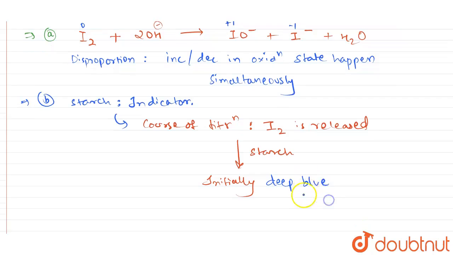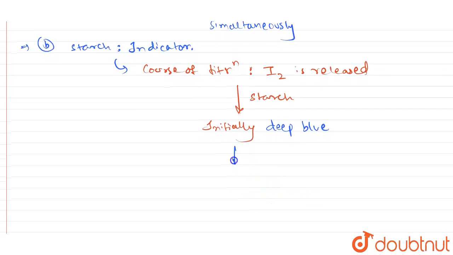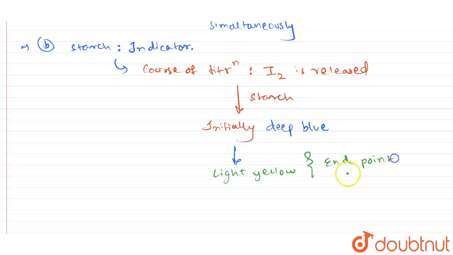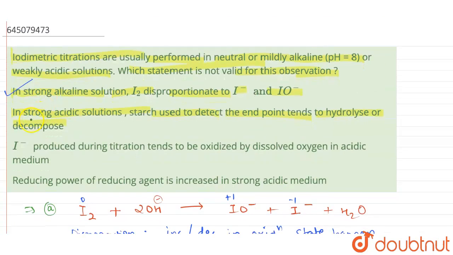After a certain amount of time, when acid is added, it changes from deep blue to light yellow. That means when this change is happening, the endpoint has been reached, and therefore starch is used as an indicator. So it is absolutely true that in strong acidic solution, starch used to detect the endpoint tends to hydrolyze and decompose. The complex decomposes and gives the light yellow color. Then we have the third statement, that I minus produced during titration tends to be oxidized by dissolved oxygen in acidic medium, which is absolutely true.